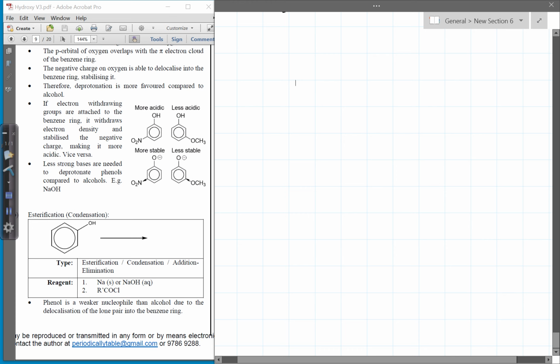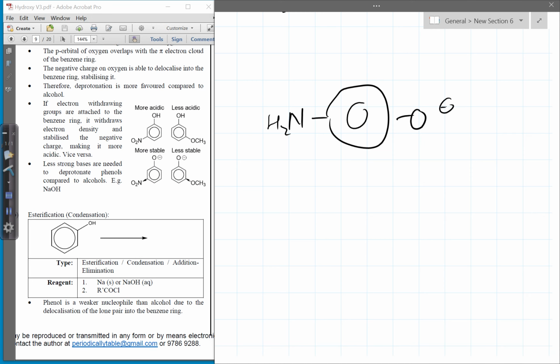So since it's less available, it's natural to think that I must make it a better nucleophile in order for it to attack, right? Just like what we did the other time, whereby we have nitrogen nucleophile and oxygen nucleophile on the same ring, correct? And then I ask you which one will react first. The answer is this, because it's more nucleophilic. In order for this to react, you have to deprotonate it to make it more nucleophilic. So this is the same idea, right?